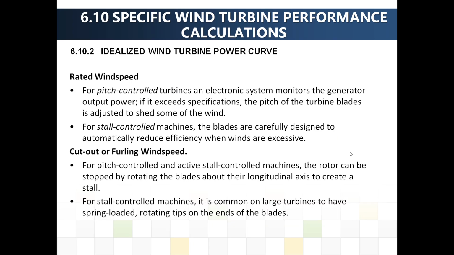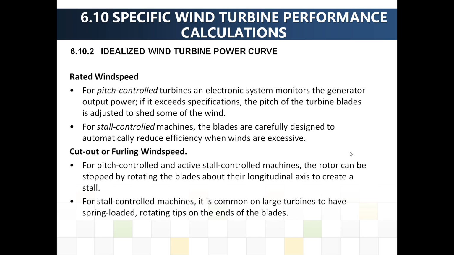Rated wind speed. For pitch-controlled turbines, an electronic system monitors the generator output power. If it exceeds specifications, the pitch of the turbine blade is adjusted to shed some of the wind. For stall-controlled machines, the blades are carefully designed to reduce efficiency when winds are excessive.